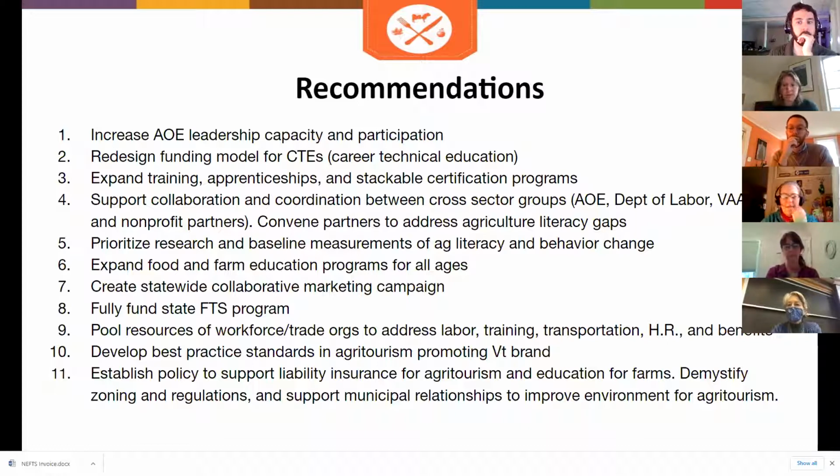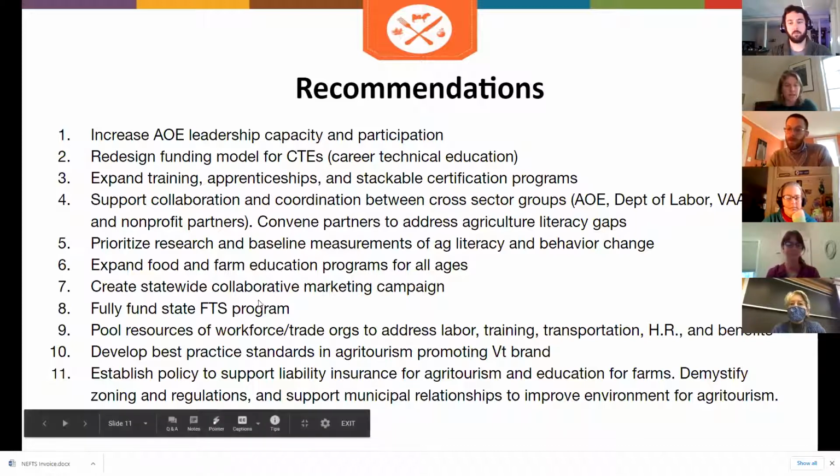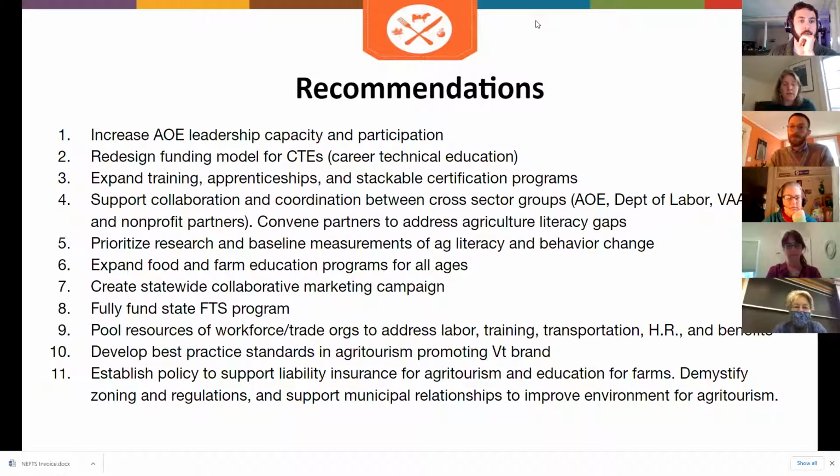Expand more programming. And that's really a watered down version, my attempt to water down many different ideas of how to expand existing programs. That came up multiple places. There was a lot around marketing campaigns and making it more statewide and collaborative. There were at least two briefs that mentioned funding the state farm to school program fully.